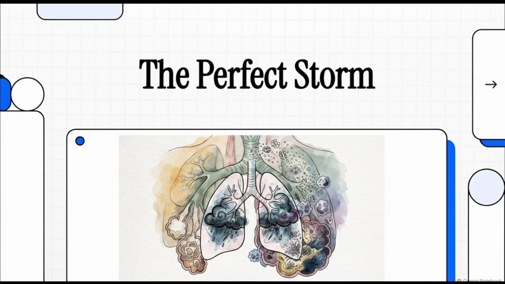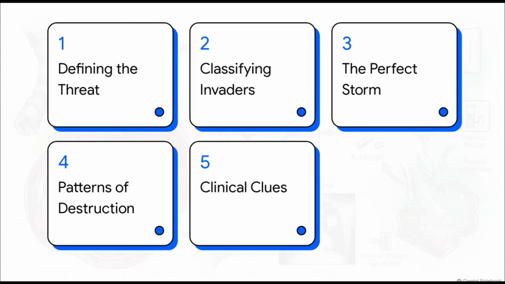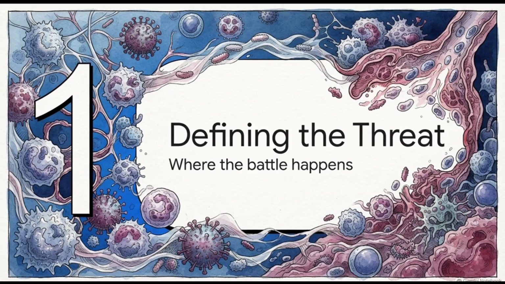So, we're going to decode exactly how microscopic pathogens manage to breach our defenses and cause massive consolidation in the lung. Here's our roadmap for This Explainer. First, defining a threat. Second, classifying the invaders. Third, we'll map out that perfect storm. Fourth, patterns of destruction. And finally, clinical clues and complications. All right, let's jump straight into Section 1, defining the threat.